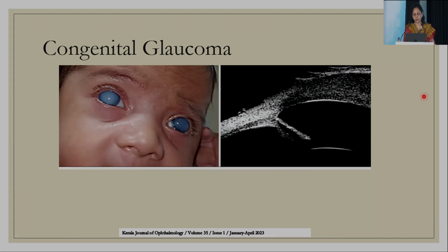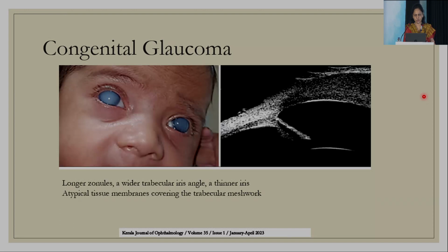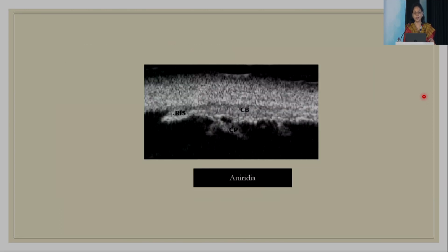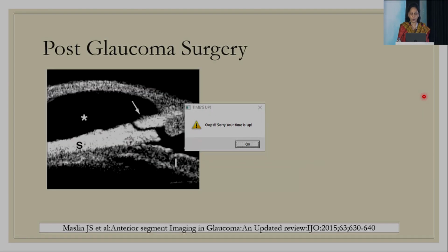Congenital glaucoma, we know that it is helpful because the majority of congenital glaucomas present with opaque corneas. This is very important because these aniridic eyes present with Wilms tumors. So these are life-threatening conditions, and they present with opaque corneas.